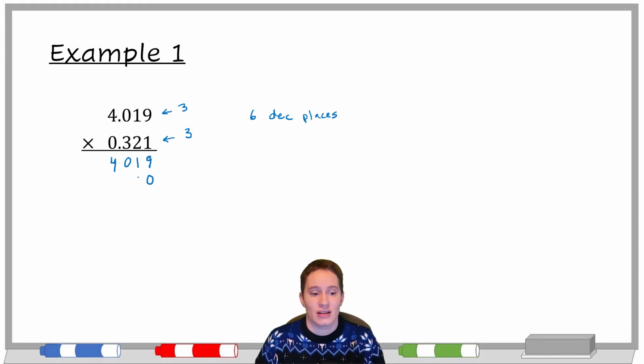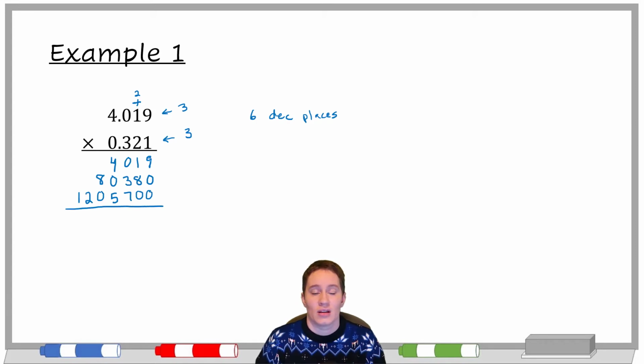2 times 9 is 18. Carry our 1. 2 times 1 is 2. Plus 1 is 3. 2 times 0 is 0. 2 times 4 is 8. Okay, let's mark out our 1. Put 2 zeros now. And then multiply everything through by 3. So 3 times 9 is 27. 3 times 1 is 3, plus 2 is 5. 3 times 0 is 0. 3 times 4 is 12.